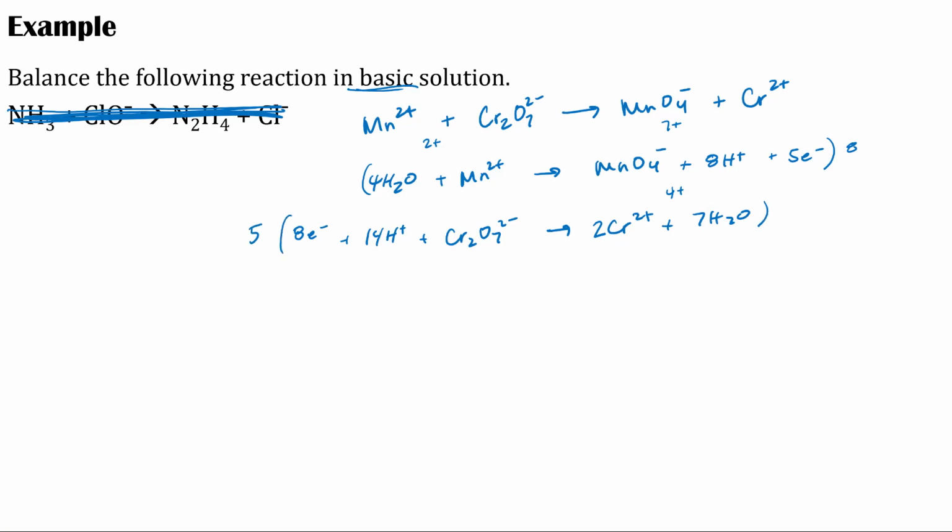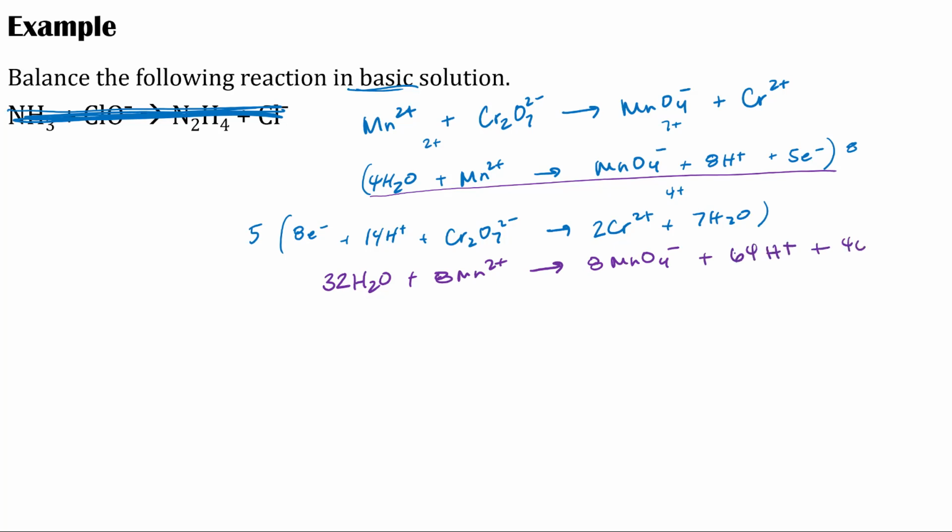And I'm going to rewrite those down here. So if I distribute 8 across all of these, I'd have 32 waters from the top reaction, 8 manganese, 8 permanganates, 64 hydrogen, and 40 electrons. And I'm going to do the same thing to the bottom reaction. So I'd have 40 electrons plus 70 hydrogen plus 5 dichromates plus 10 chromiums plus 35 waters.